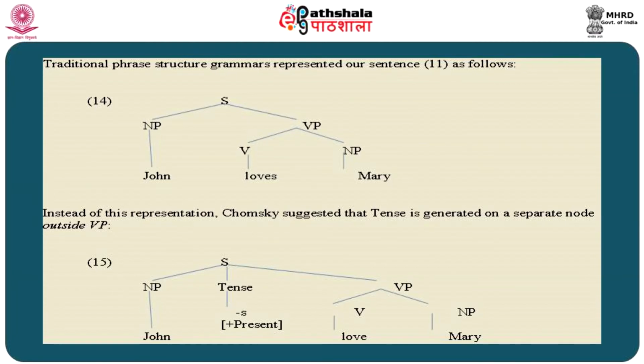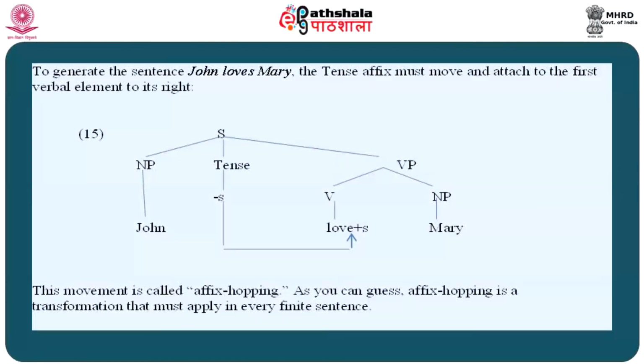Traditional phrase structure grammars represented our sentence John loves Mary as follows. Instead of this representation, Chomsky suggested that tense is generated on a separate node outside the VP. Now, this was something new and original. To generate the sentence John loves Mary, the tense affix must move and attach to the first verbal element to its right, as you see on the screen.